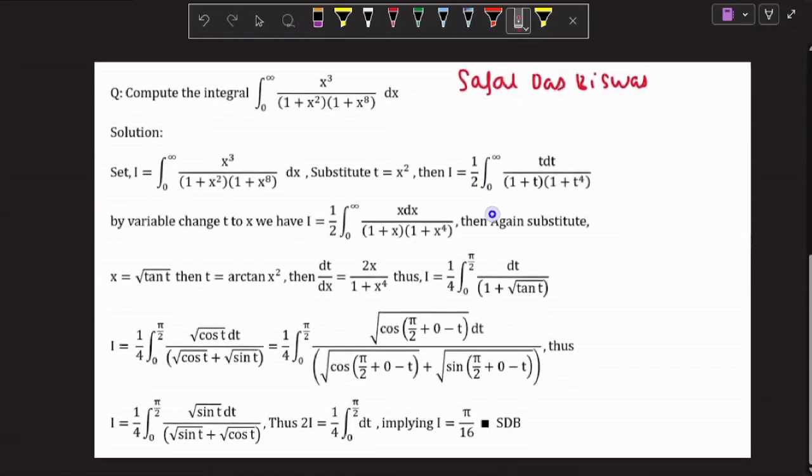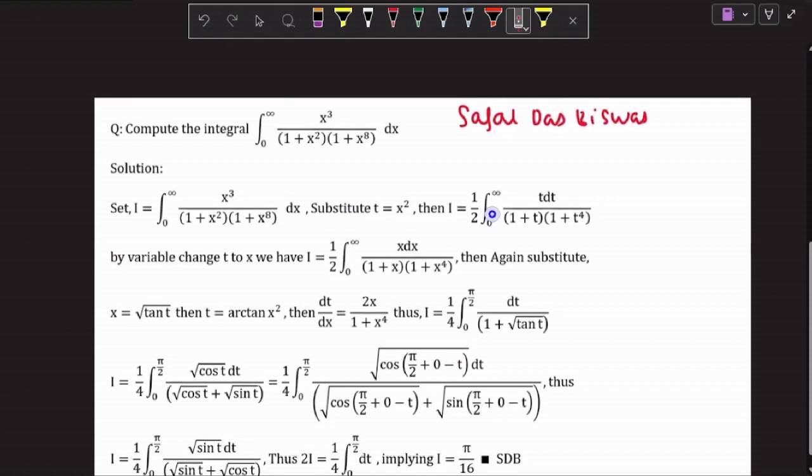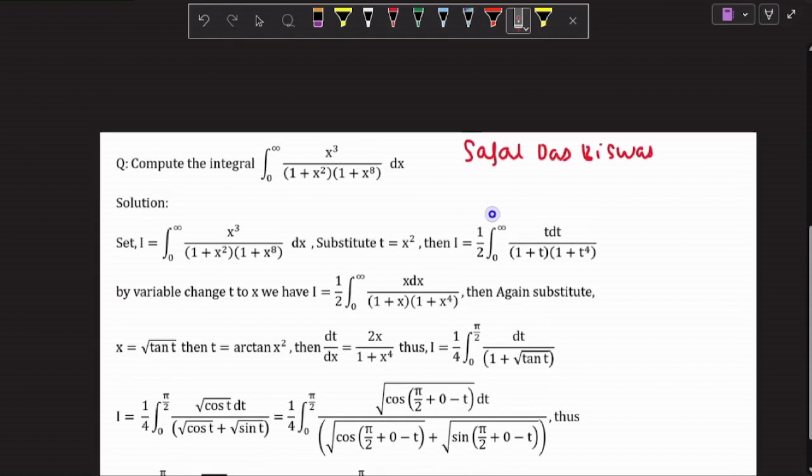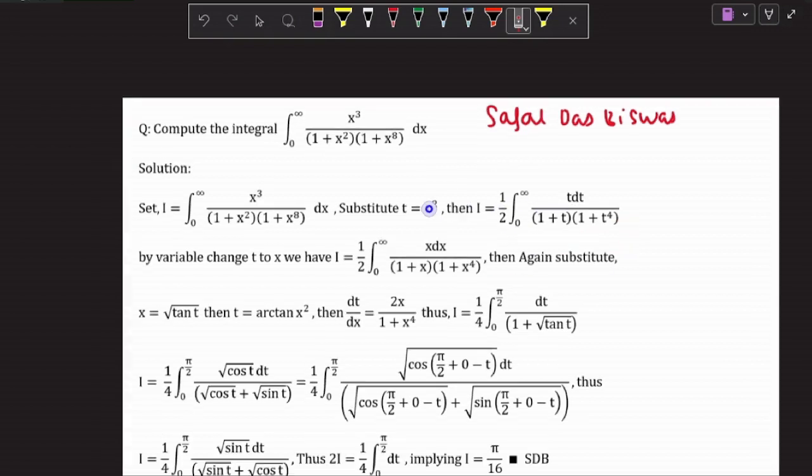So here is the first solution, which was posted by Mr. Safal Das Viswas on my LinkedIn. It begins with the most intimidating substitution in this problem, which was to substitute t as x square. After putting this, dt becomes 2x dx, and after some simplifications, I becomes this. And we know that after changing the variables, the value of I doesn't change. So we do that from t to x. Then we have I as this in terms of x.